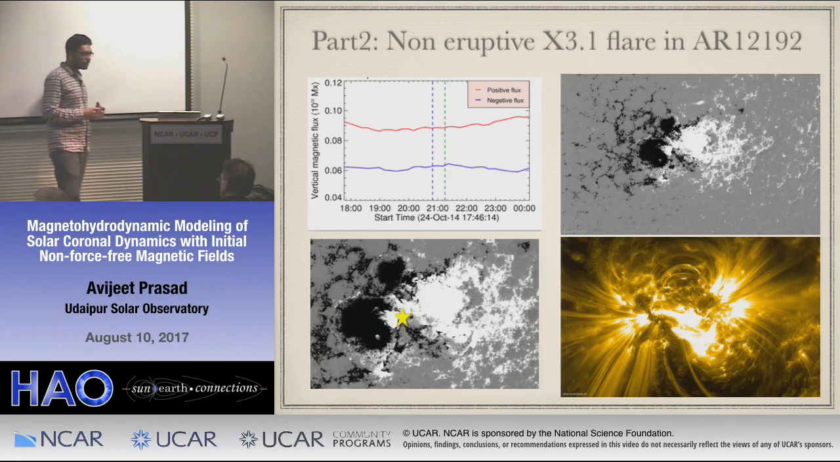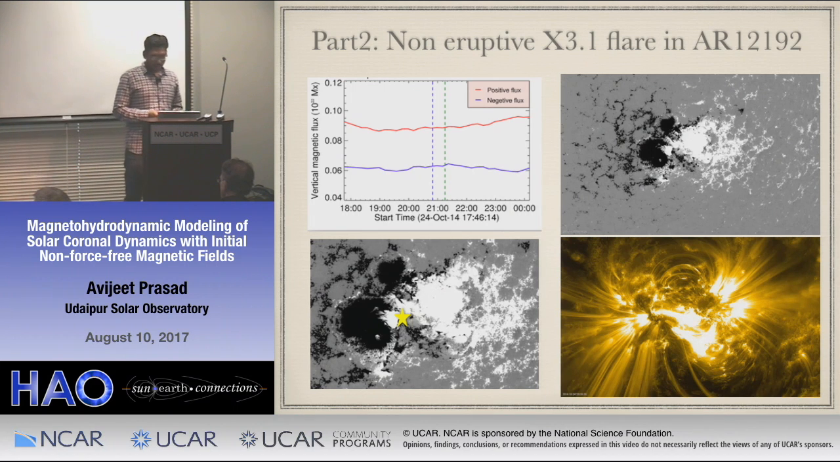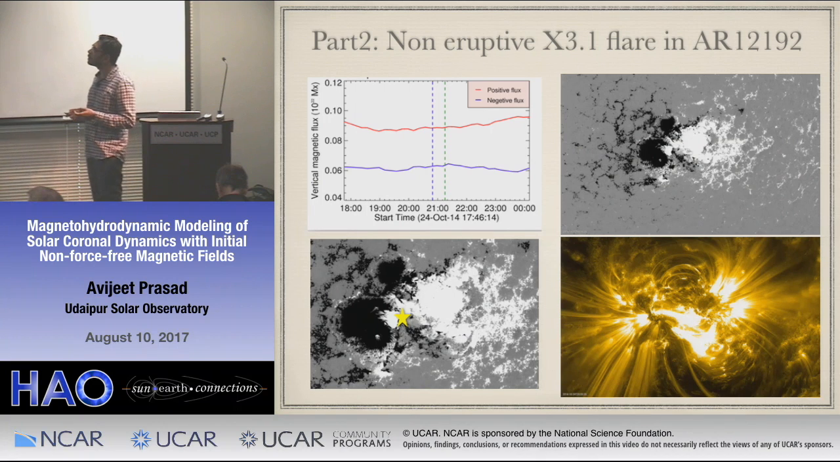So this was the largest sunspot group and the most prolific flare producing site for cycle 24. What we're looking at is one particular X3.1 flare which was non-eruptive. That means it didn't produce any CMEs.